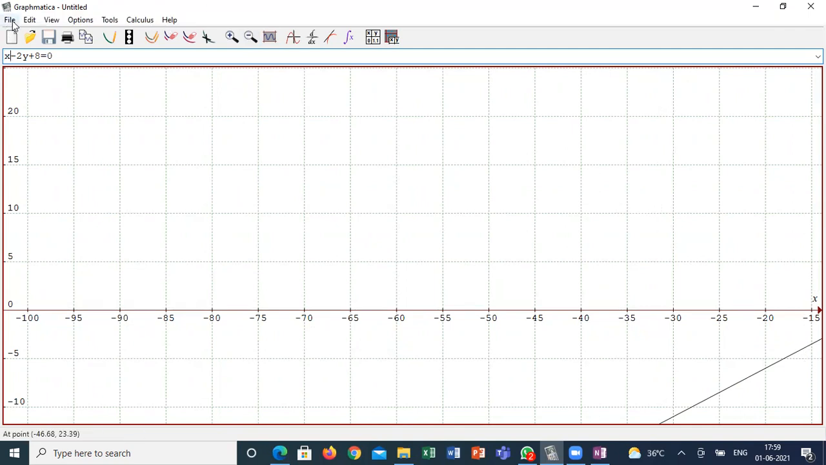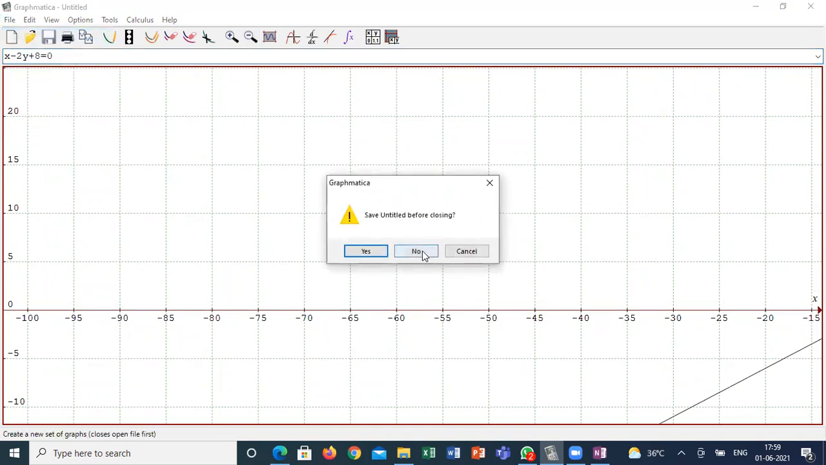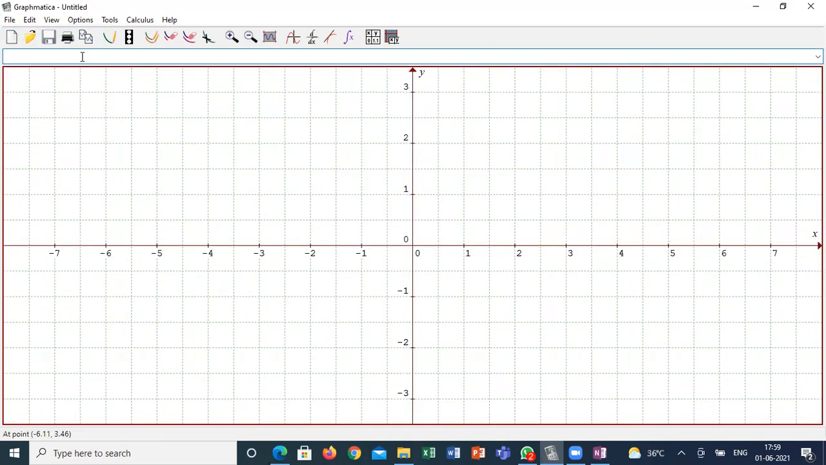We'll go for new base. Yes, I'm entering the equations. 2x minus y plus 1 is equal to 0. This is the first line. x minus 2y plus 8 is equal to 0. This is the second line.